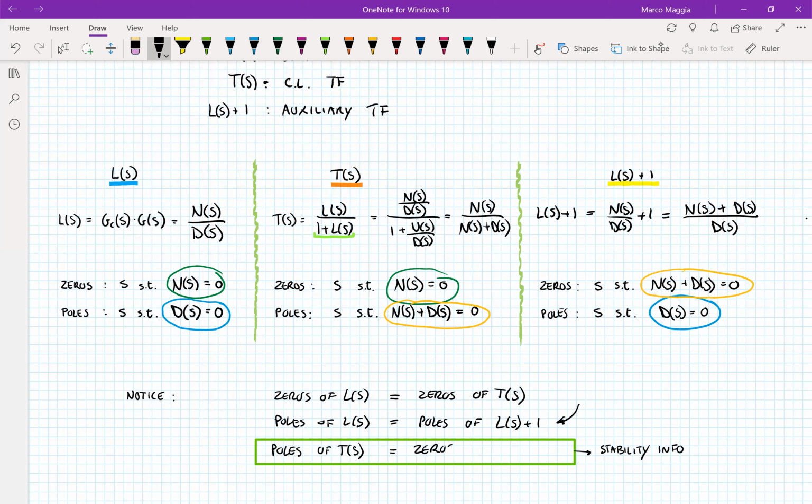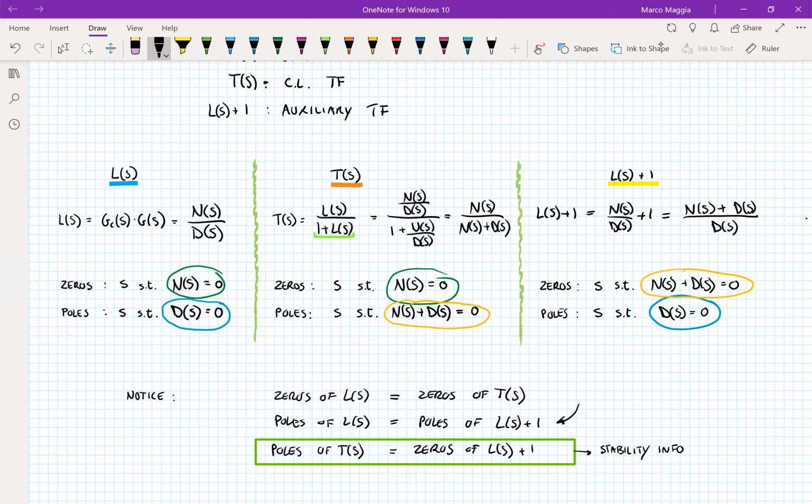So why is this important? Well, because once again, we're trying to get all the information about T of s that we can by just using what we know, that is L of s. That's usually what we know. You know your plant, G, and you know your controller or your compensator because you are designing it. So you know the information about it. So you know GC. Knowing both GC and G, you know, therefore L.